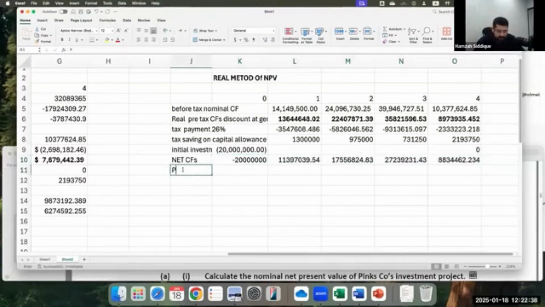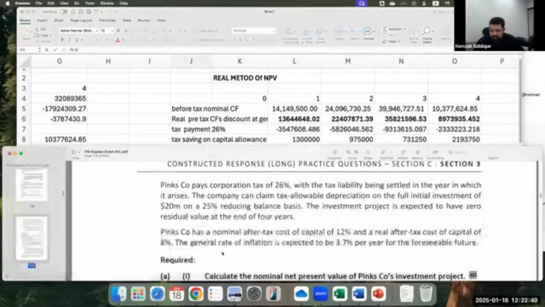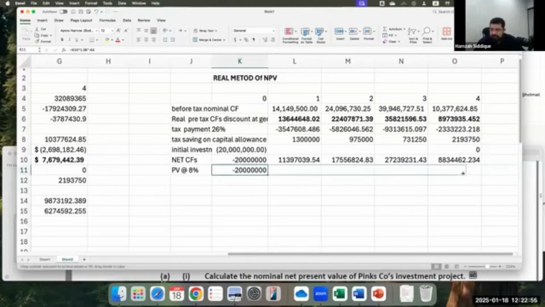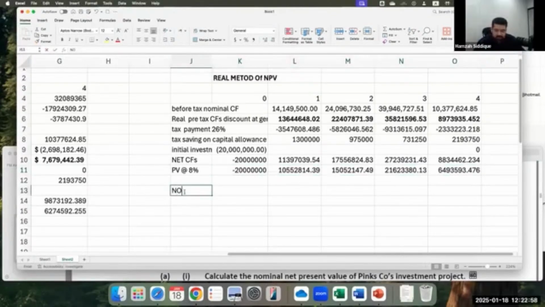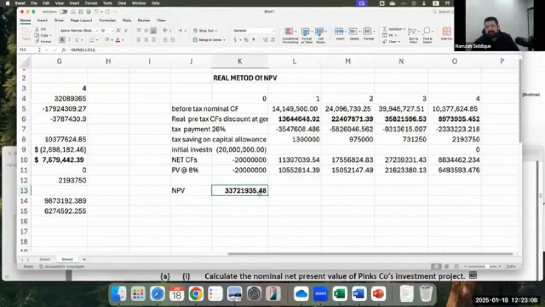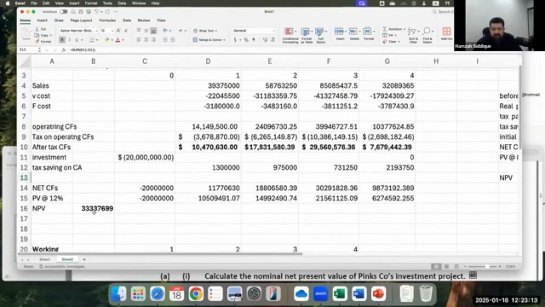Now present value at the rate of, what is the rate? Real 8%. Equal to this into 1.08 raised to power minus this. And NPV, that is equal to sum of it. So this is the real method NPV. And this is the nominal method.